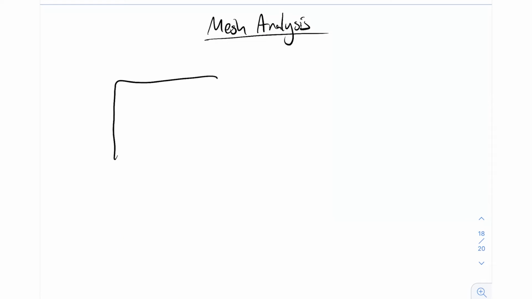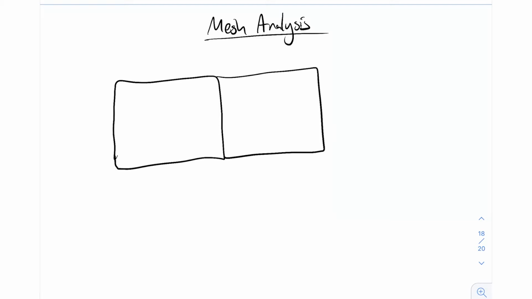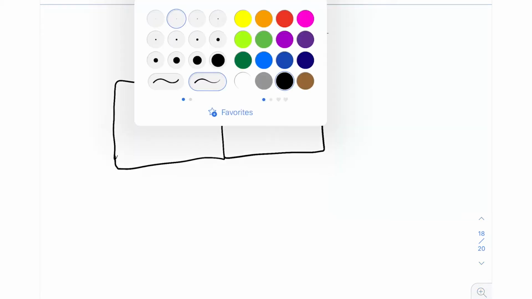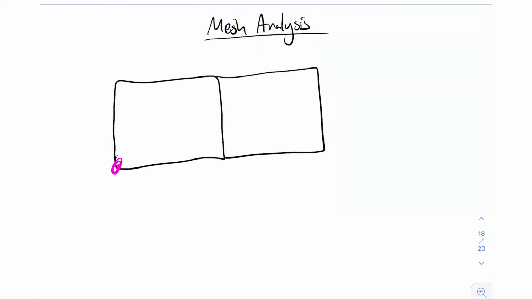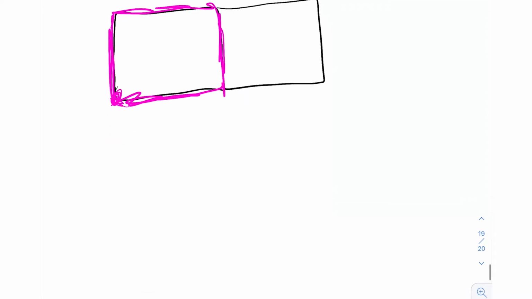A good way to think about a mesh is that if you have a circuit, a mesh would be a closed loop. So if you started from here and you went around this circuit this way, this way, and this way, you'd end up back where you started. That would be a closed loop. So this whole thing would be one mesh or one loop.